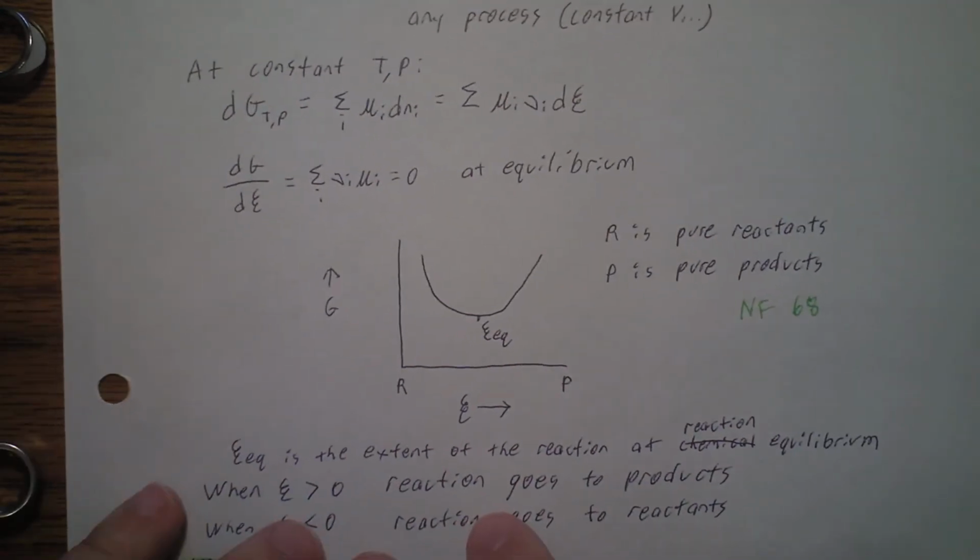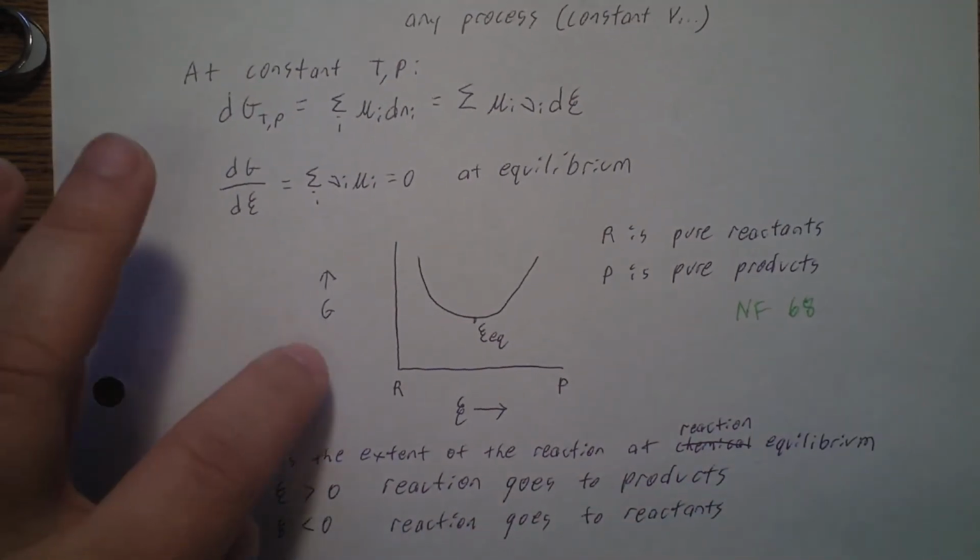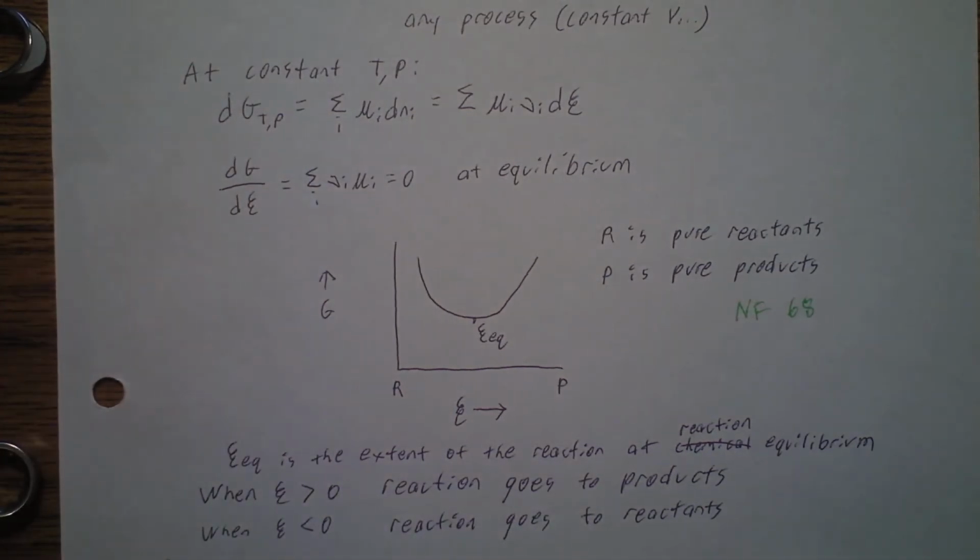So as an example, here's a graph. This is the Gibbs free energy versus the extent of the reaction.